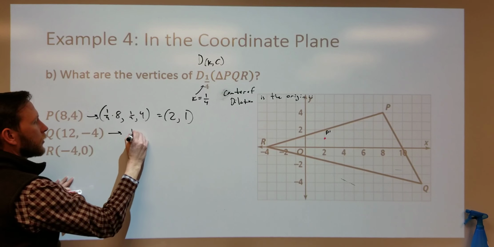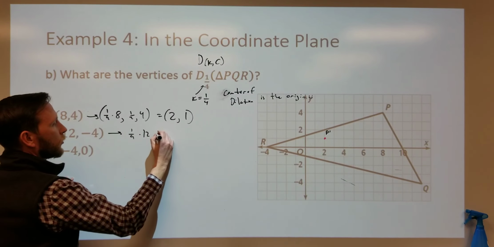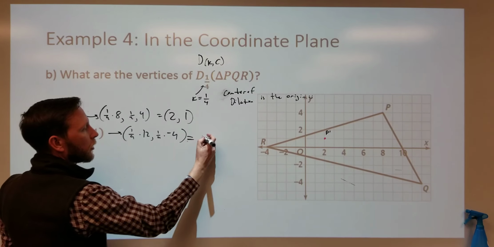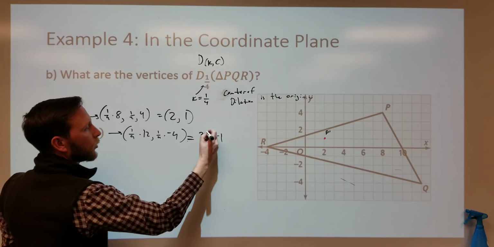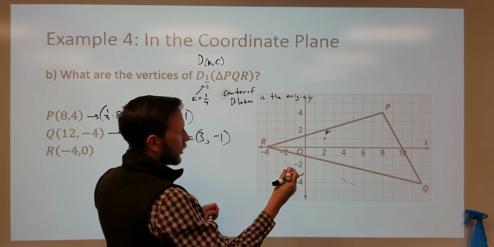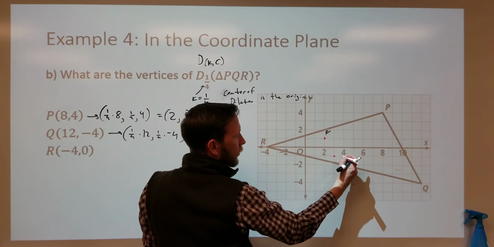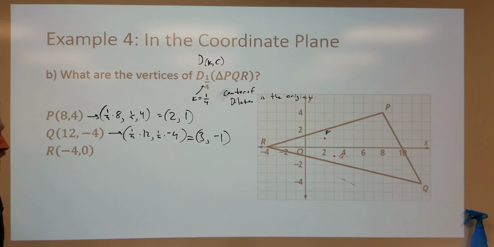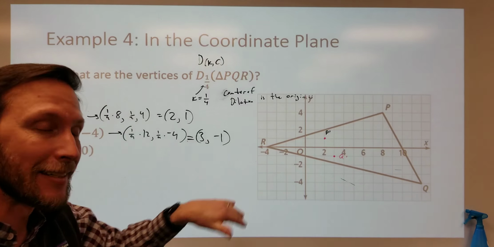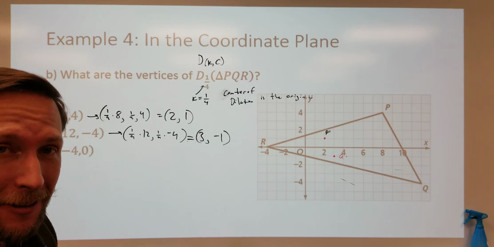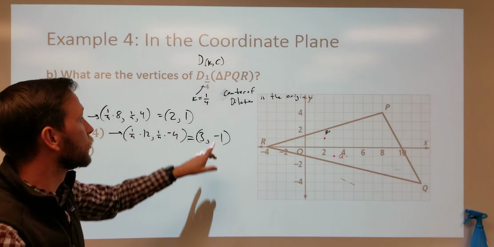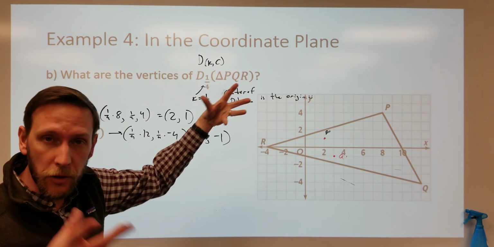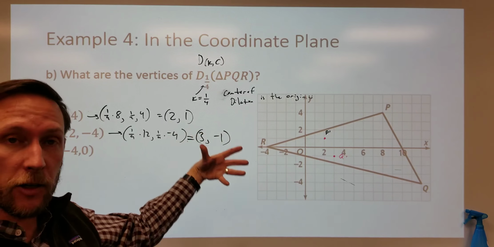1/4 of this, comma 1/4 of that. That's going to give us 1/4 of 12. Sorry for my handwriting. 1/4 of 12 is 3. 1/4 of -4 is -1. And so that gives us 3, comma -1 for q prime. I would like for you to find r prime, and then I would like for you to connect the dots. When you connect the vertices, you will have your reduced figure. It's reduced because our scale factor is less than 1, between 0 and 1. The previous example, it was an enlargement because our scale factor was bigger than 1.